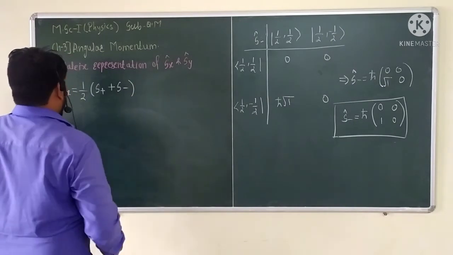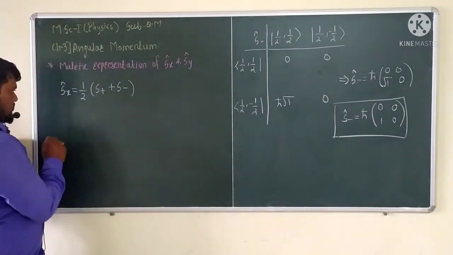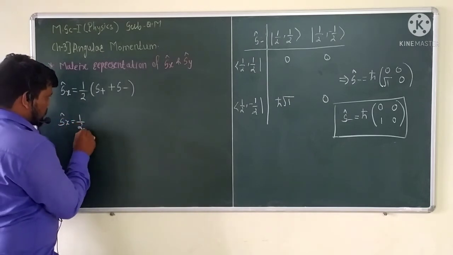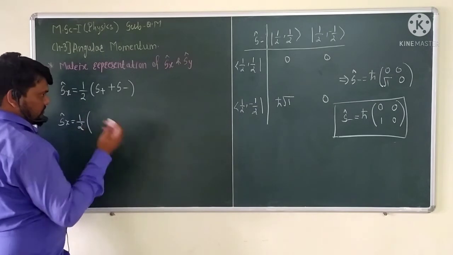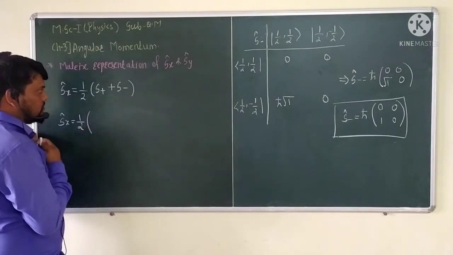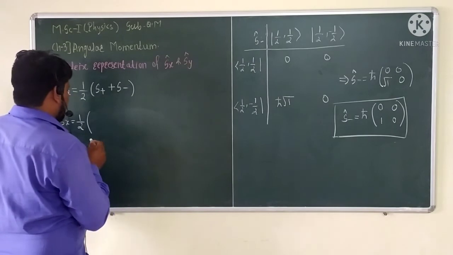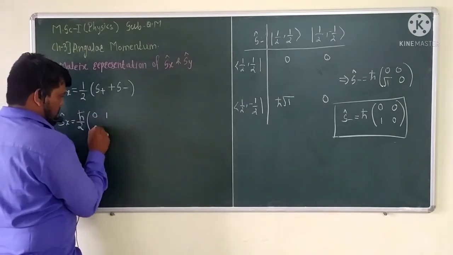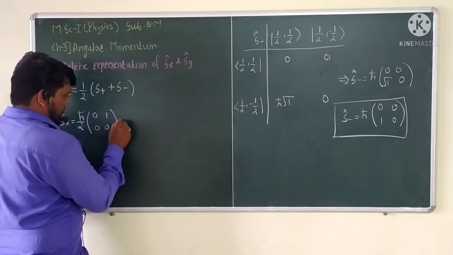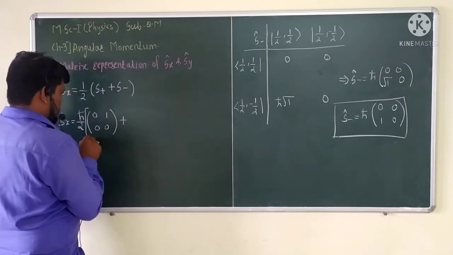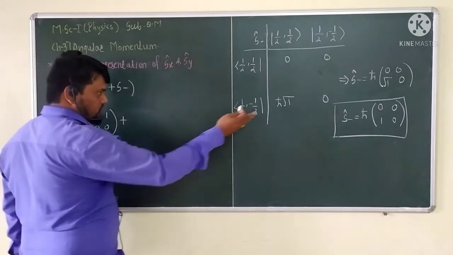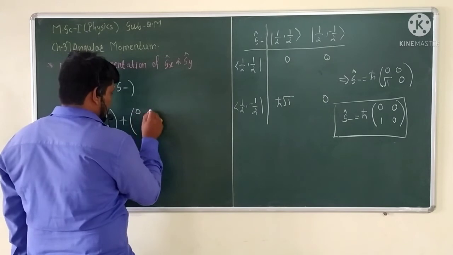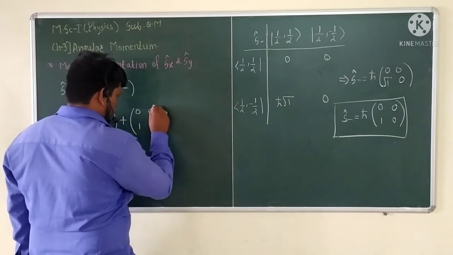Okay, if we solve, Sx cap is nothing but 1 by 2. And we have to calculate the S plus matrix representation, which is h cross taken outside, so 0 1 0 0, plus this S minus operator, whose value is there, with h cross taken outside, so the matrix representation is nothing but 0 0 1 0.